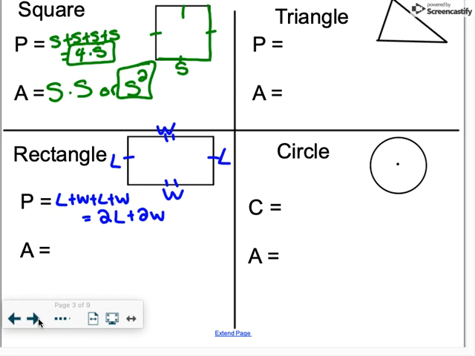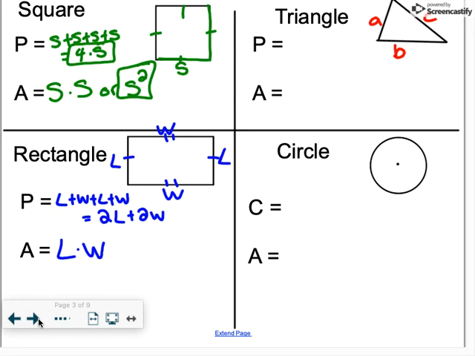And then when we're dealing with area of a rectangle, area of a rectangle is just length times width. Now going up in the top right there, a triangle, I'm going to label these sides A, B, and C. And there's a specific reason I'm going to label that bottom one B. We're going to talk about this in a second when we get to area.